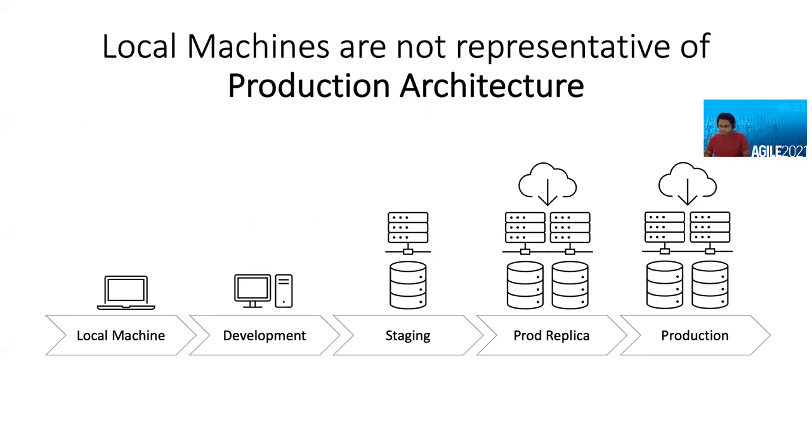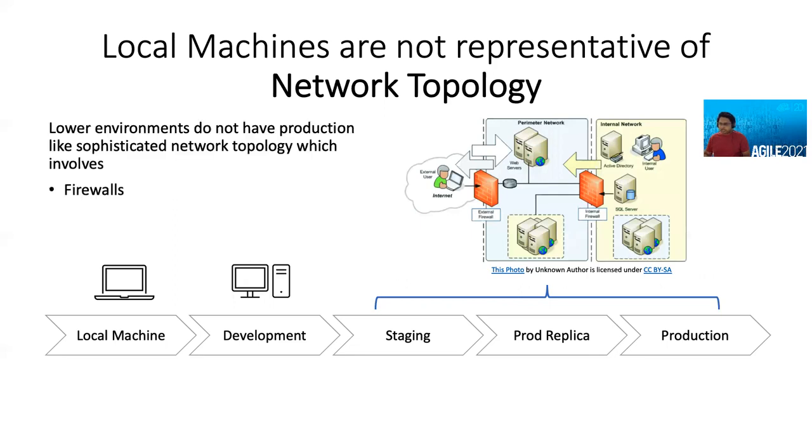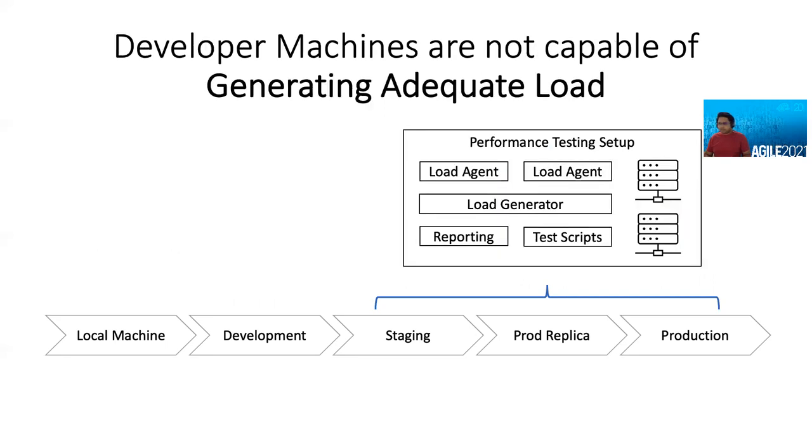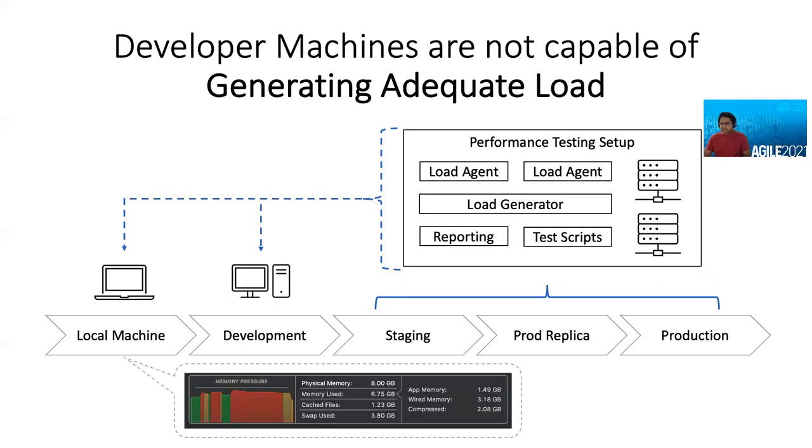Not necessarily possible, right? Likewise, network topologies will differ. The latency levels, the firewalls, and the architecture will be significantly different. So that's not something we can replicate on local environment to a good extent. And moreover, Perf test environments themselves are fairly complicated with multiple servers to generate significant load. Now, trying to stuff that into a higher environment itself is pretty hard. And now putting it on my local machine, this is a screenshot of how it looks as the memory pressure on my 8GB MacBook Pro. That's not desirable, is it?